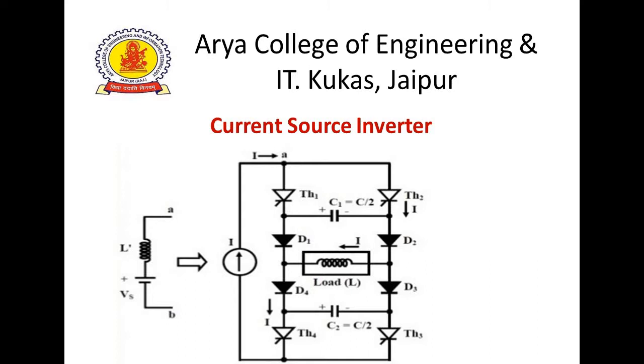This is the diagram of the current source inverter. In this, 4 diodes, 4 thyristors and a capacitor are used. In this the current is constant. Input current is constant but adjustable. The output current does not depend on the load, and the magnitude of the output voltage and its waveform depend on the nature of the load impedance.